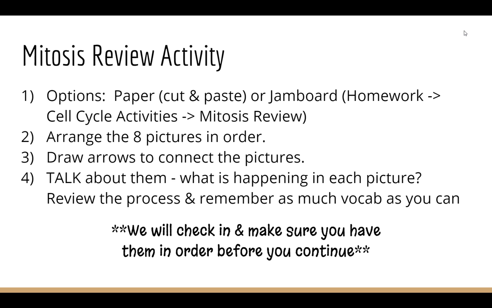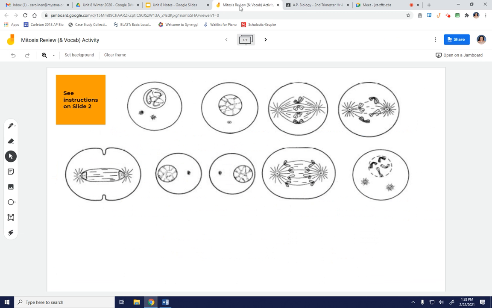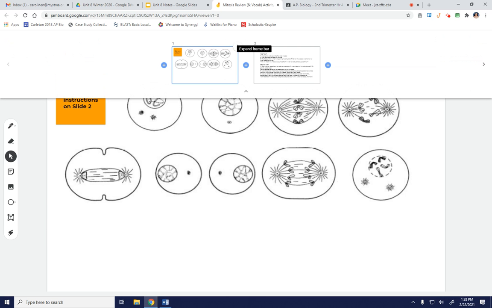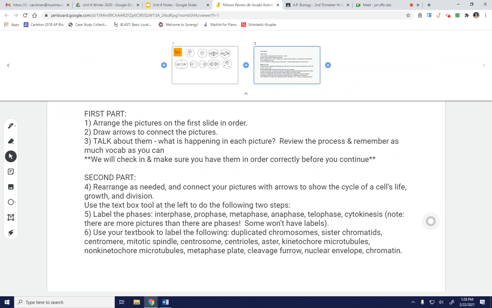Hang on, I'm going to pull this up on the computer. That looks like this. This is linked under homework. There's a post just called Cell Cycle Activities, because there are two things we're going to be doing today, tomorrow, and Wednesday as we start this unit to review what you know and build off of that a little bit. So this is the first one. You have these 8 pictures, and your task is going to be to rearrange them and put them in order. If you're working off the Jamboard, the instructions are on slide 2. So you can skip over to that one to read.